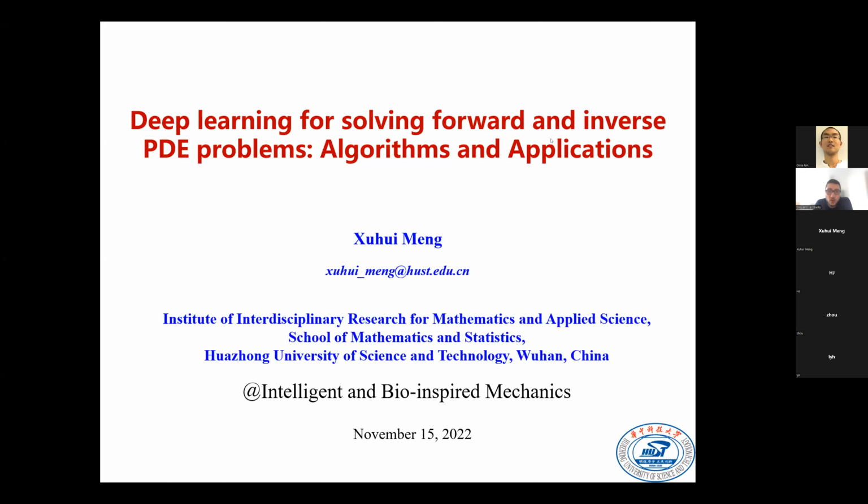And we are pleased to host today Dr. Meng, who is Associate Professor at the Institute of Interdisciplinary Research for Mathematics and Applied Science in China. He also received his PhD at the same university in 2017, and he was a postdoc at Brown University after his PhD, supervised by Professor Karniadakis. Dr. Meng's research interest is specifically in scientific machine learning, which is the topic of today's talk. In particular, his interest is focused on developing uncertainty quantification methods for scientific machine learning algorithms.